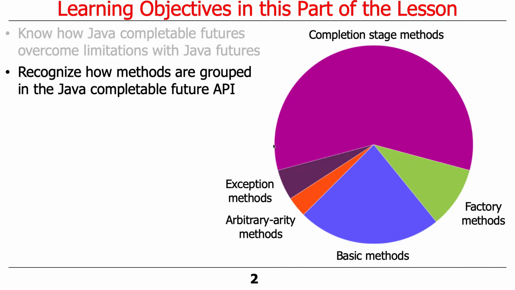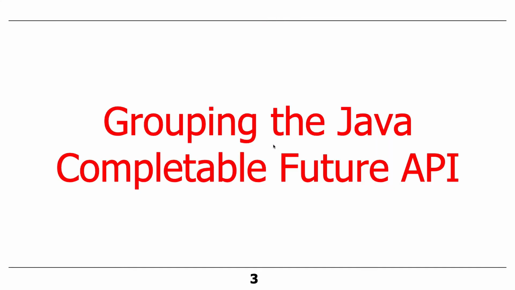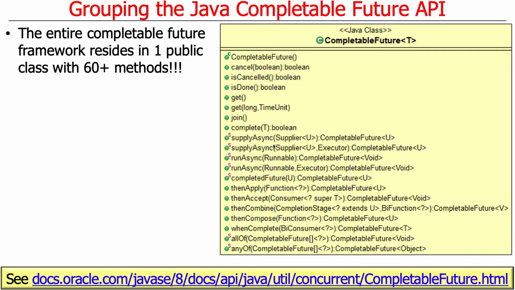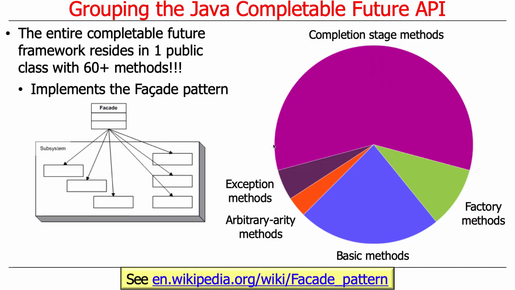So we're going to talk about how to group all of its different methods into 5 categories, which will help you manage the large surface area of the abstraction. Why do we need to do this? The entire Completable Futures framework resides in one public class that has about 60 methods in it, which is pretty daunting. And these methods, at first glance, are really complicated, and they make you stand on your head, literally, to understand how they work.